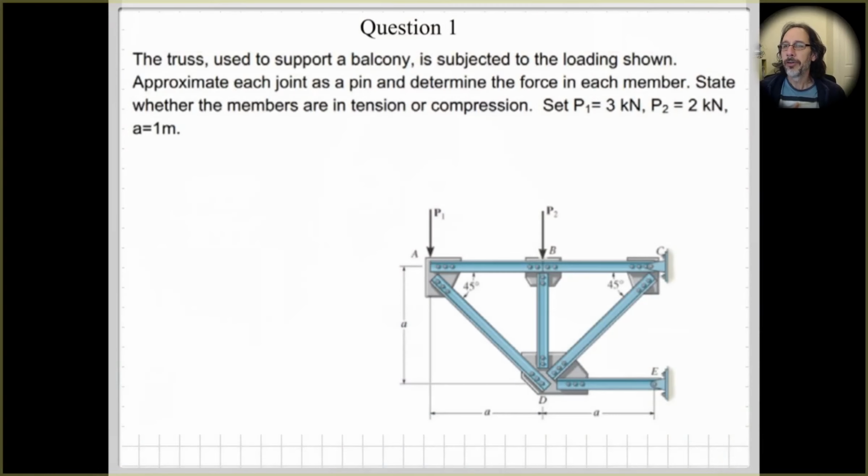Terry Brown, Mechanical Engineering here with another Engineering Mechanics video solution. This time we're going to look at trusses. All right, so here we have a typical truss type problem.